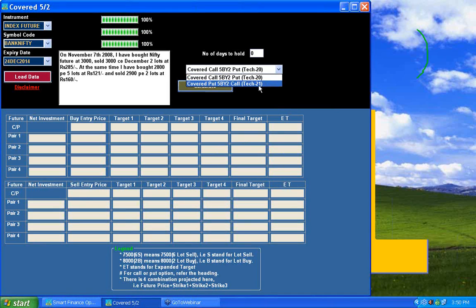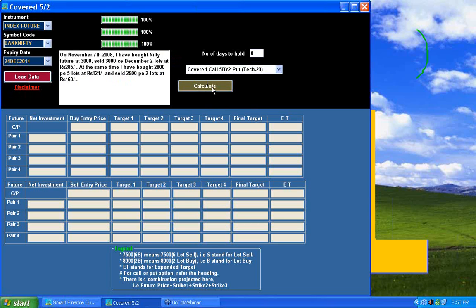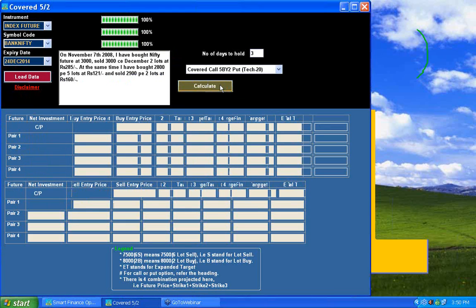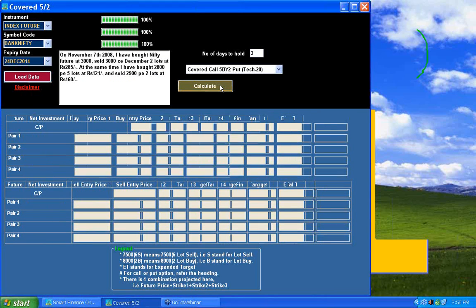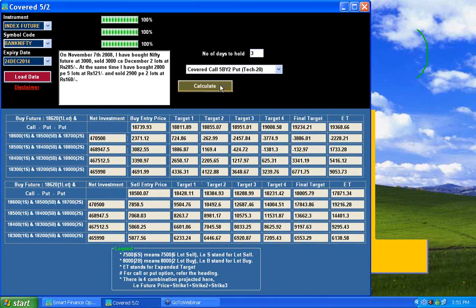Similarly, technique 21, 20, all of these are there. So what is the technique? It is given in that book. Here also it is mentioned: what the technique is, what it is buying and what it is selling. So if you just give the number of days you wish to hold this strategy and hit calculate, it works as a scanner, does all the calculations, and forms different pairs.